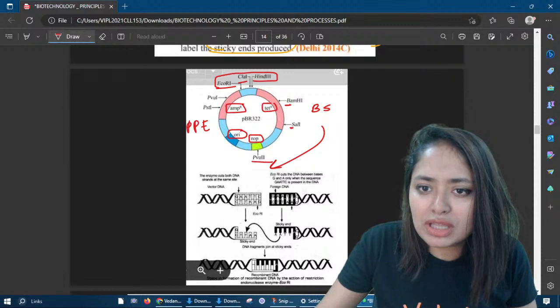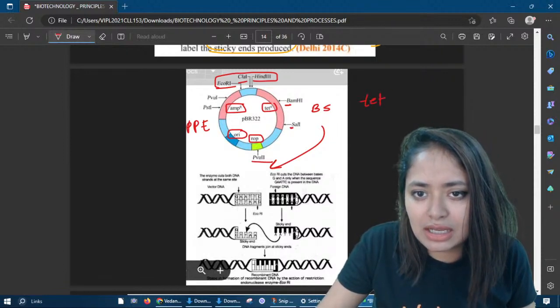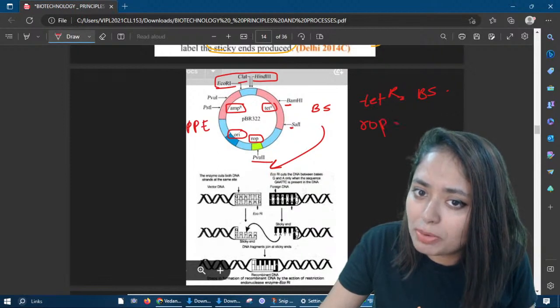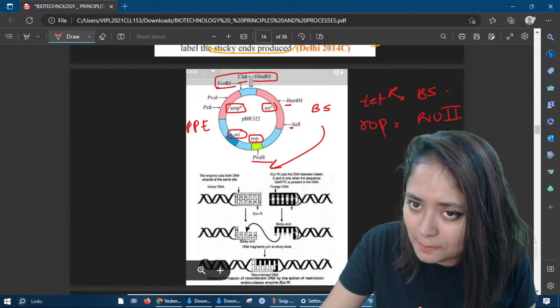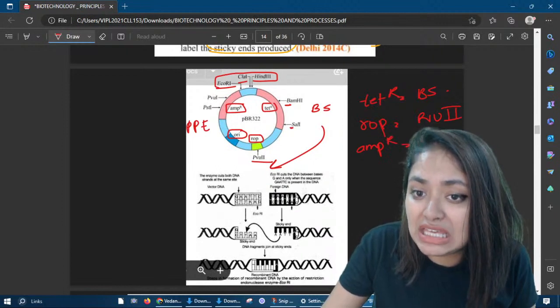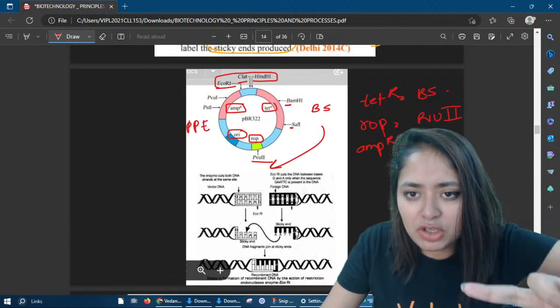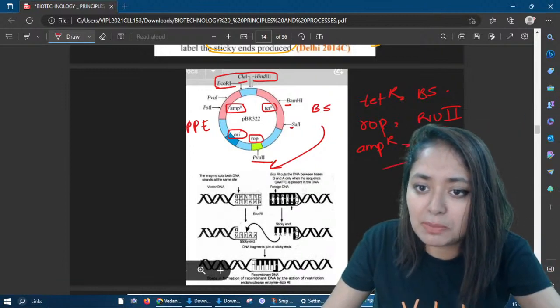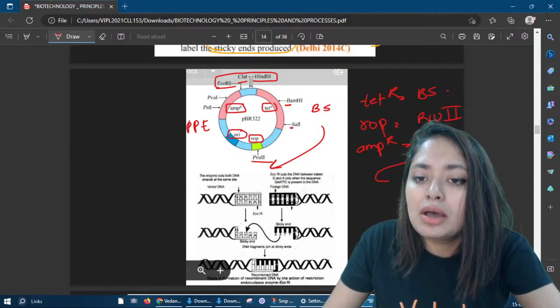Okay? See how easily it should be done. In the tetracycline area you will remember BS. In ROP, rope, you will remember PvuII. In ampicillin resistance you have to remember PPE, that is PstI, PvuI. And outside of that will come EcoR1. EcoR1 is not a part of this, but PPE remembering is easy.